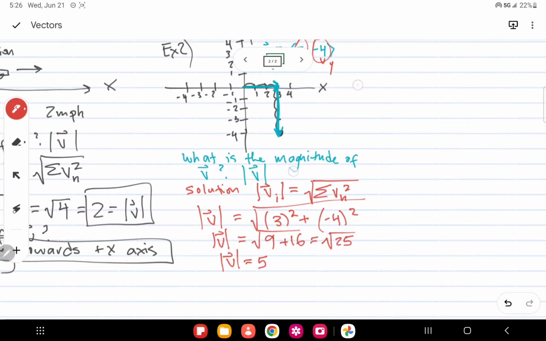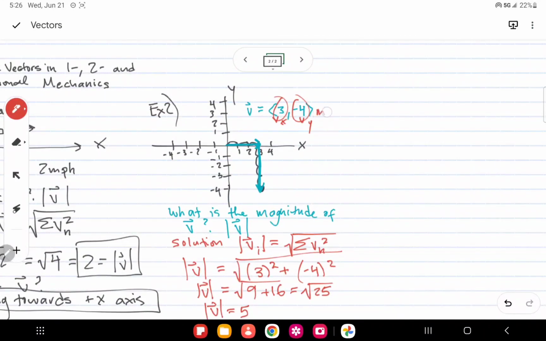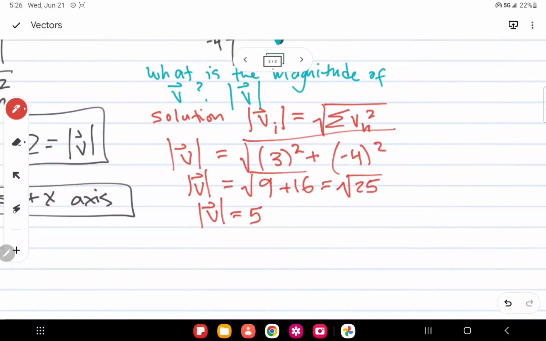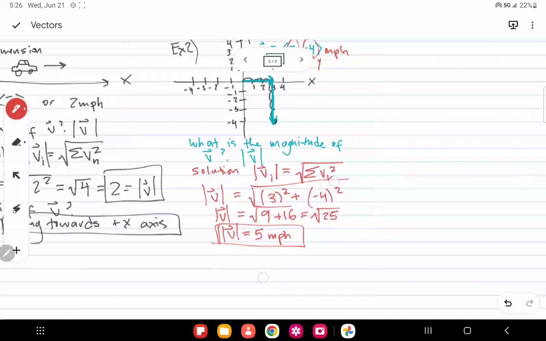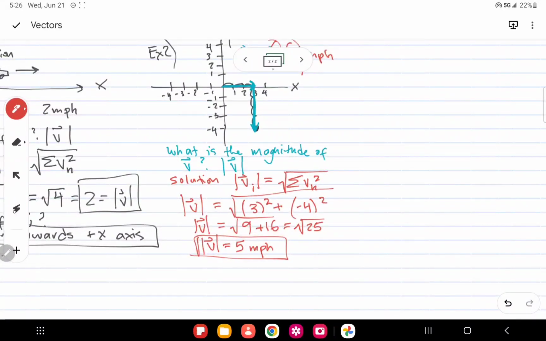Assuming that was a car, and this was given in miles per hour, it would be 5 miles per hour. And that is the magnitude of that vector. Okay?